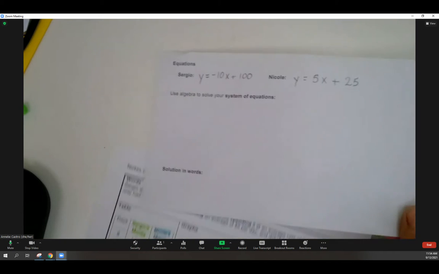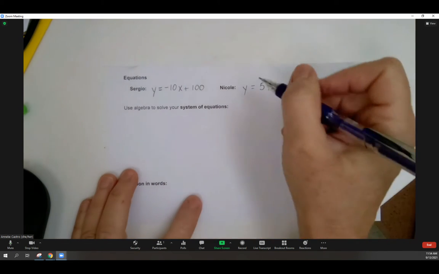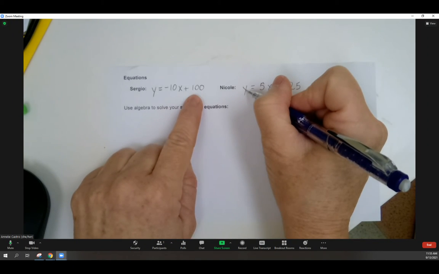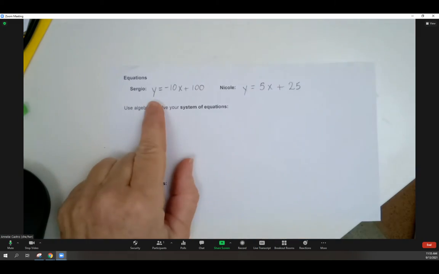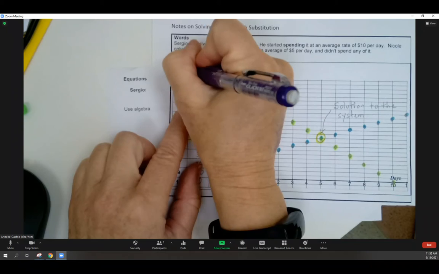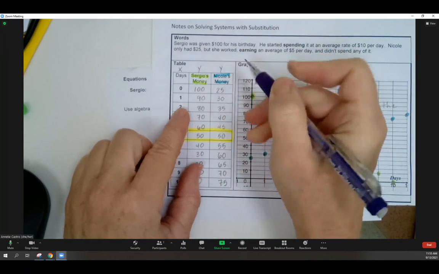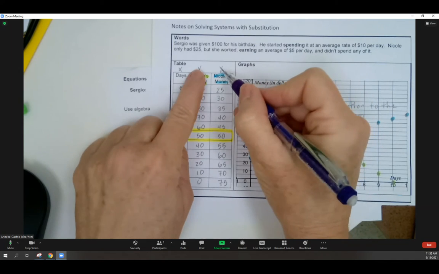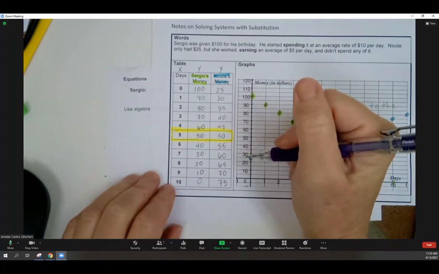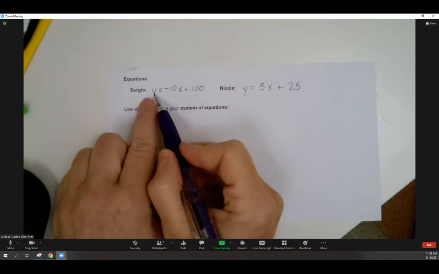Notice, I know that y equals negative 10x plus 100. So this y over here can be replaced with negative 10x plus 100. And what does y represent? Let's just remind ourselves. Y represents the amount of money. X represents the number of days. So I'm looking for when both Sergio and Nicole have the same y value. I want their y's to be equal to each other. I want this y to equal this y.